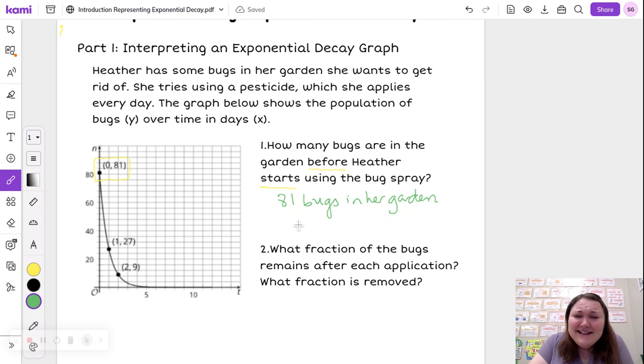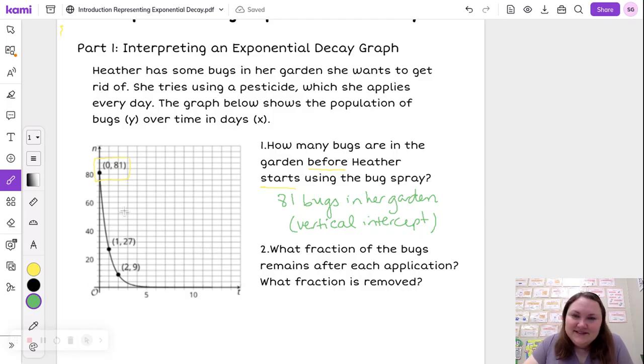And if you were ever asked, how do you know? Because you know we love asking that question, we are looking at our vertical intercept or our y-intercept. Now for our second question, this gets more into this exponential relationship. It's going to ask questions about fractions, which we started working with in our last lesson. It wants to know what fraction of the bugs remain after each application and what fraction is removed.